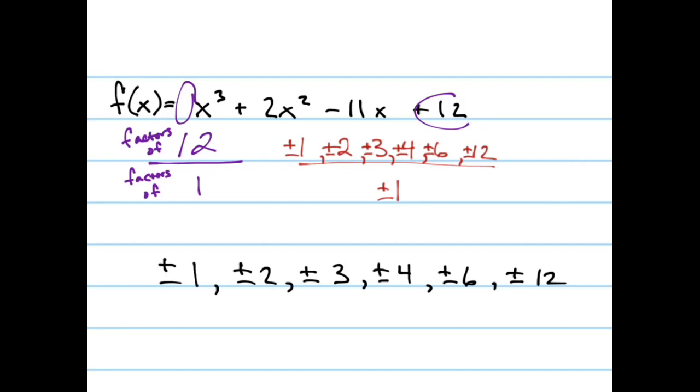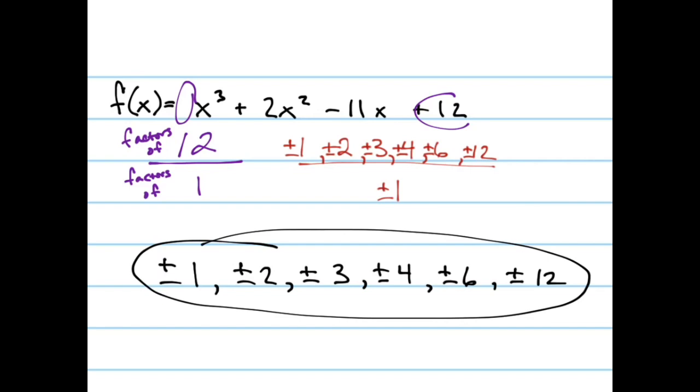So that is all our possible rational zeros for that polynomial. In other words, if it crosses the x-axis at a rational number, it has to be one of those 12 numbers. Everybody okay with that? Okay. Let's do another one.